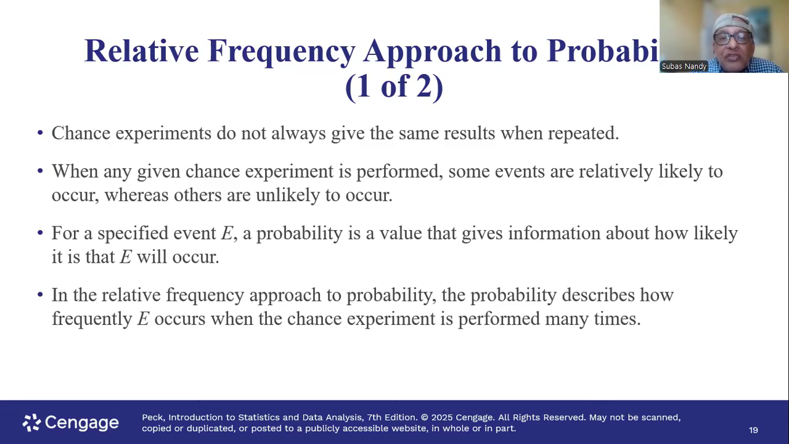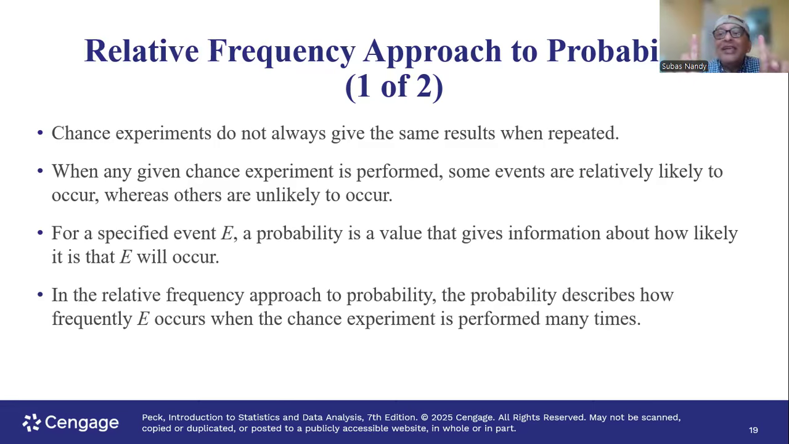When any given chance experiment is performed, some events are relatively likely to occur, whereas others are unlikely to occur. For a specified event E, the probability is a value that gives information about how likely it is that E will occur. So basically, they're saying the probability of an event E gives you a percentage or chance of that event happening. Sometimes it is expressed in decimals. In the relative frequency approach to probability, the probability describes how frequently event E occurs when the chance experiment is performed many times.